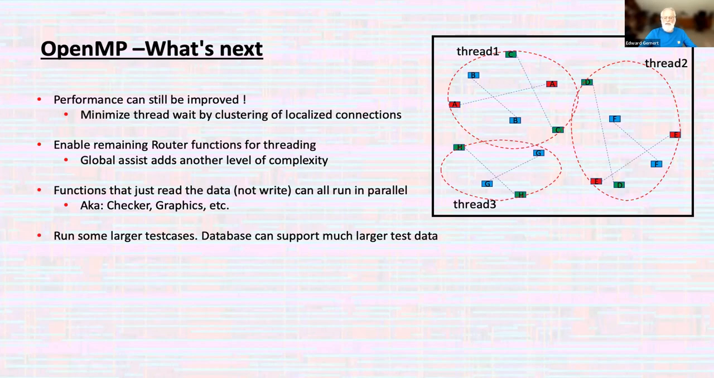Functions that just read the data, not write, can all run in parallel. Things like checkers, the graphics, etc. So those can just be parallelized. You don't need to lock anything. And we're going to run some larger test cases. The database we know can support much larger data. We haven't figured out what the top end of our data limit is yet.